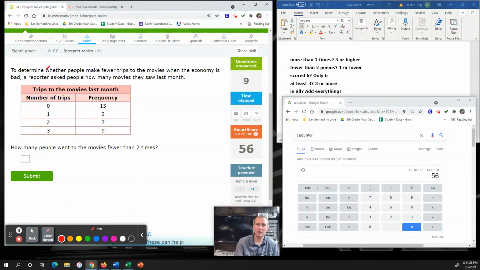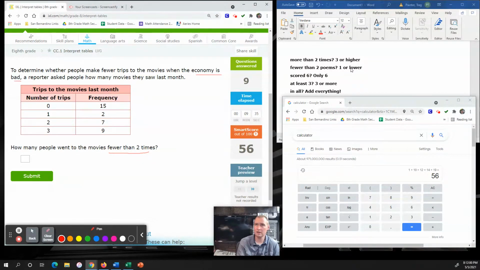All right. To determine whether people make fewer trips to the movies when the economy is bad, a reporter asked how many movies they saw last month. By the way, the economy means how life is going in general. When life's going good, people are spending money, doing fun stuff. When the economy is bad, generally people don't have money and there are problems, right? So how many people went to the movies fewer than 2 times?